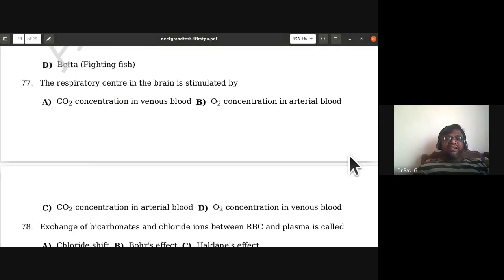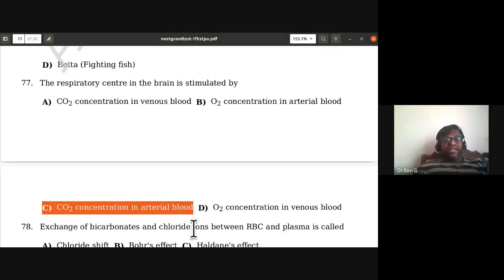77, the respiratory center in the brain is stimulated by the carbon dioxide concentration in arterial blood. So that is going to stimulate the respiratory center in the brain. Okay, so it is stimulated by carbon dioxide concentration in arterial blood.